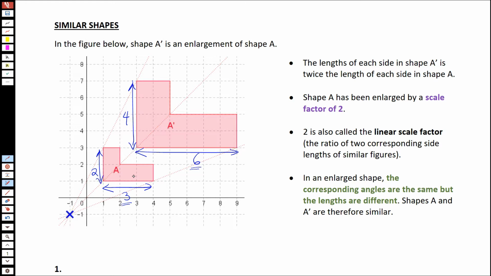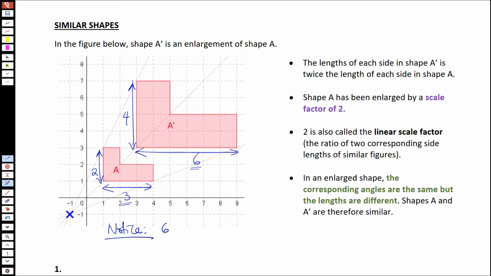Now 2 here can also be called a linear scale factor. It's still a scale factor, but it has to do with the length, so we call it a linear scale factor, which is basically the ratio of two corresponding sides. For example, notice that the ratio of the sides are equal.